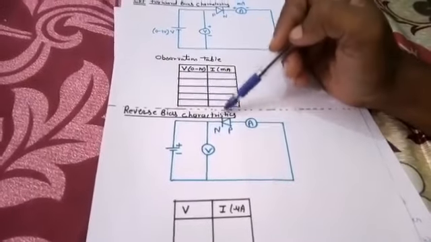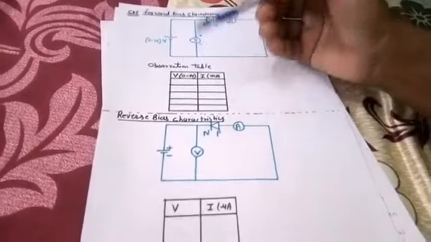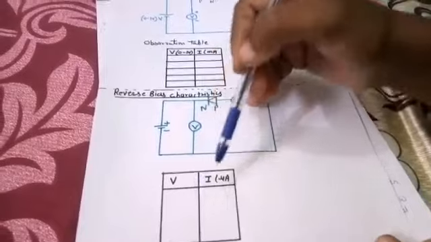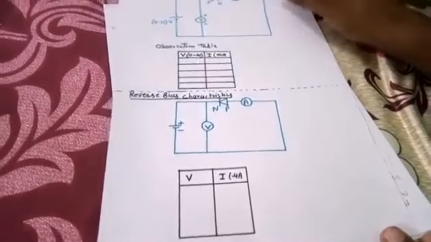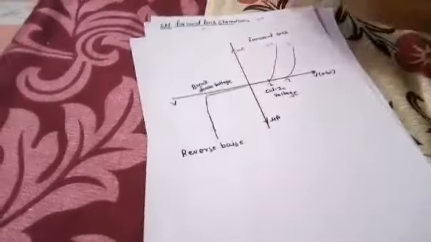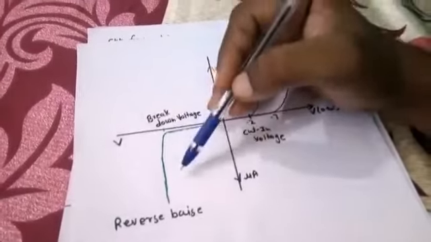In the reverse bias characteristics, you apply the positive terminal to the n type, and with the same procedure we will apply the voltage and get the current. With the different current values we will draw the graph. So in a graph we can see that this portion is forward bias and this portion is reverse bias.